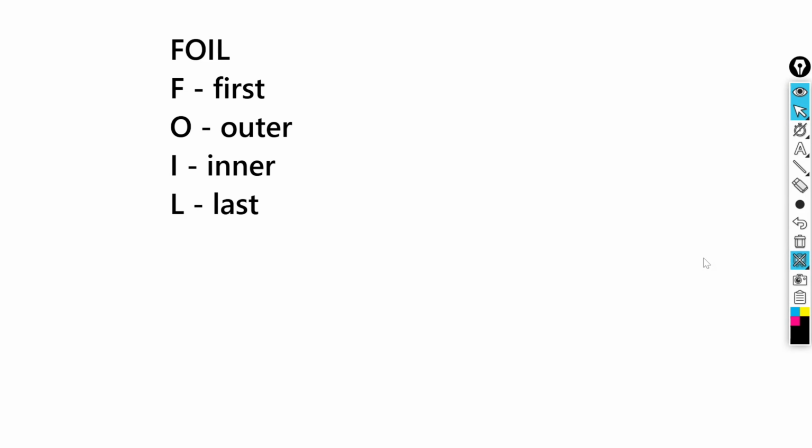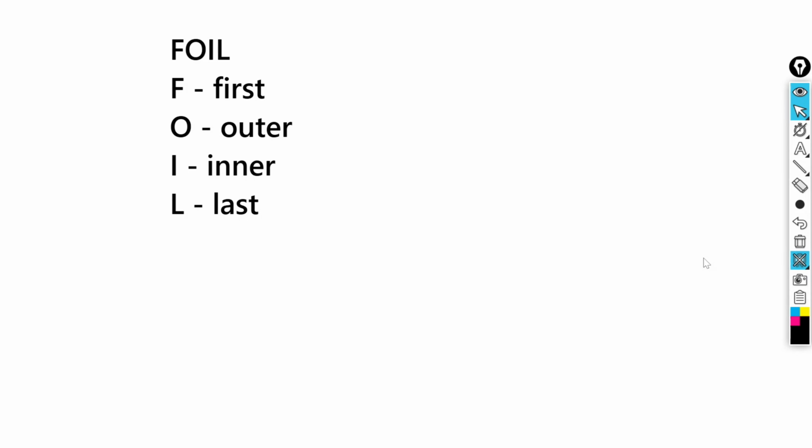In this video, I want to talk about FOIL, which is a method when you multiply two binomials together. FOIL is an acronym: the F stands for first, meaning you multiply the first terms together. The O stands for outer, meaning you multiply the outer terms together. The I stands for inner, you multiply the inner terms together, and L stands for last, you multiply the last terms together. So let's take a look at some examples, and I'm going to show you how we would do this in practice.